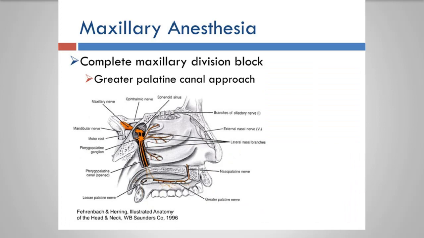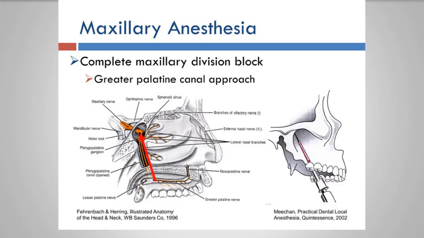So this is a very rich vascular area, and because of the high risk of hematoma, this is not a technique that I teach or that we teach at the dental school or most schools teach. What we prefer is to use the other approach, the greater palatine canal approach. The greater palatine nerve branches off the maxillary division, descends down in a little bony canal to the hard palate, where it emerges out of the greater palatine foramen and then goes forward on the hard palate.